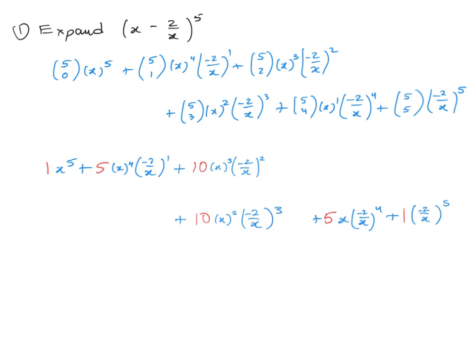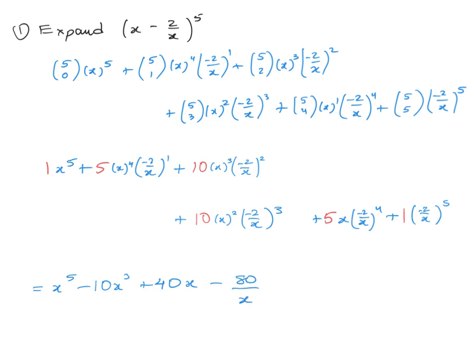So the very first term will be x to the fifth. The second term will be 5 and then times negative 2, which is negative 10, and then x to the fourth over x is x cubed, so minus 10x cubed. The next term is 10 and then negative 2 squared is 4, so 40 x cubed over x squared, so plus 40x. The next term is 10 and then negative 2 cubed is negative 8, so it's minus 80, and then x squared on the top, x cubed on the bottom, so it's minus 80 over x.